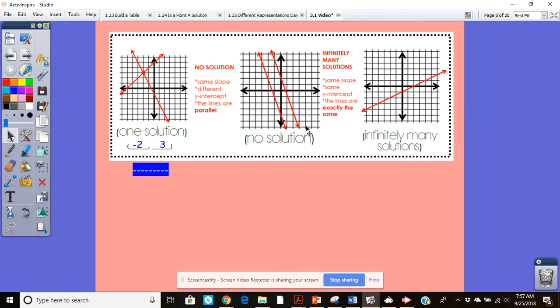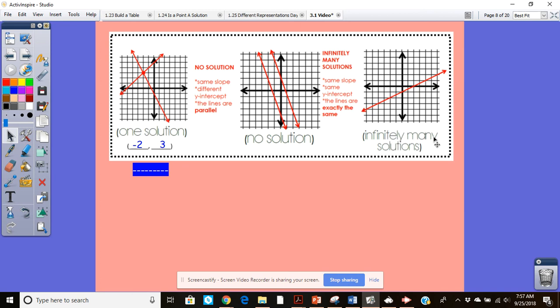Now you can have no solution. And so lines that have no solution have the exact same slope. They have a different y-intercept, and they're parallel lines. So if you can remember from elementary school, parallel lines, they never touch. So they're never going to intersect. There's never going to be a solution.